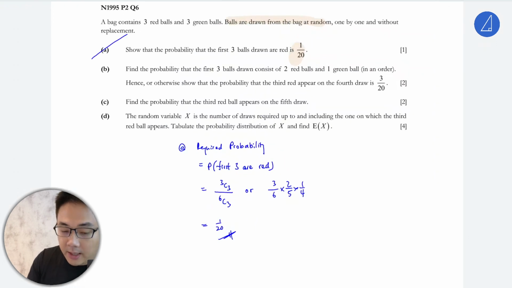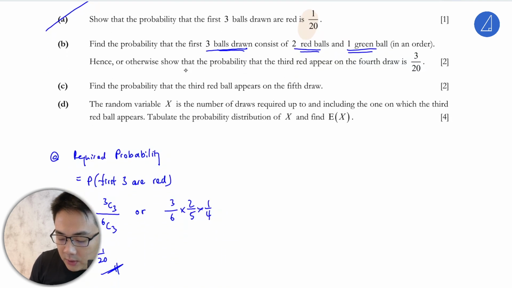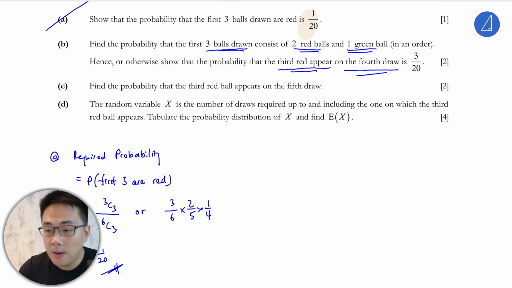Then let's look at the next one. For part B, find the probability that the first 3 balls drawn consist of 2 red and 1 green in any order. Hence or otherwise show that the probability that the third red appears on the 4th draw is 3 over 20. I think this is pretty okay.